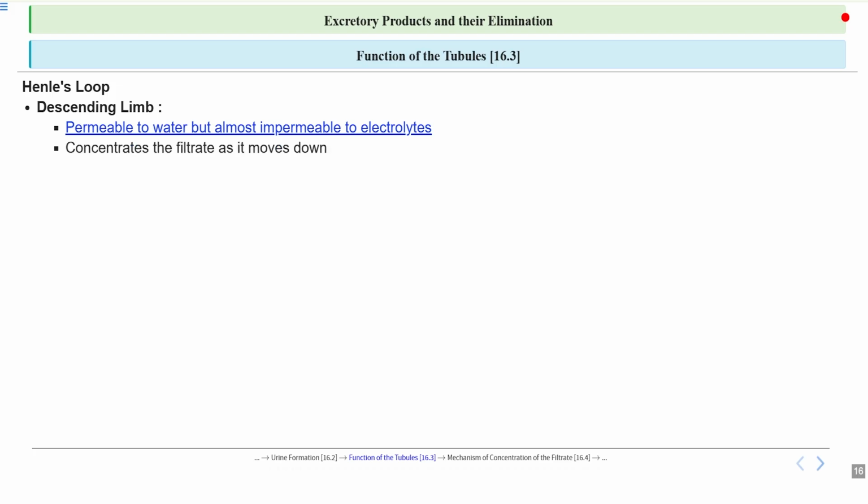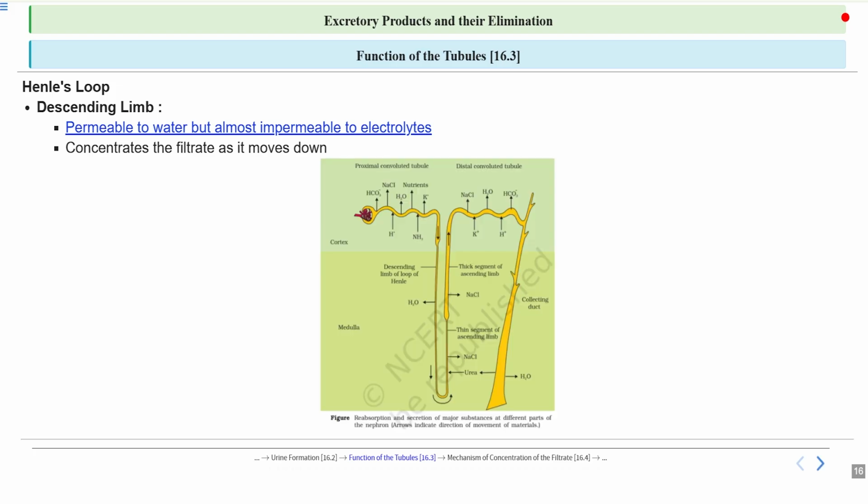As a result, the filtrate becomes more concentrated as it moves down the descending limb. This concentration is very important for the kidney's ability to produce concentrated urine. So remember that the descending limb's main job is to reabsorb water and concentrate the filtrate.